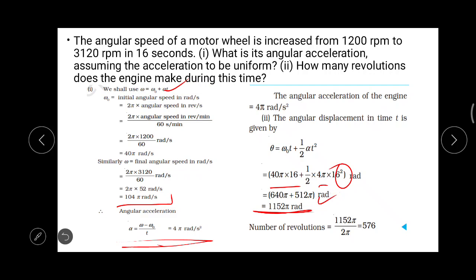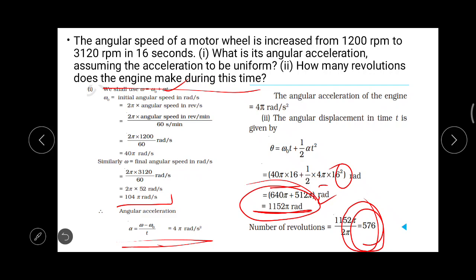So the question is how many revolutions does the engine make during this time? So you have to find out the number of rotations. If the angular displacement is given in radians and you have to find out the number of rotations, then you have to divide the radian value by 2 pi. So 1152 pi divided by 2 pi will be 576, and the number of rotations will be 576. The number of revolutions will be 576.